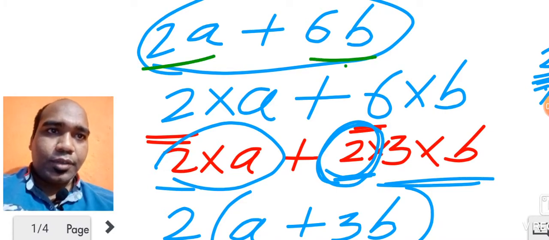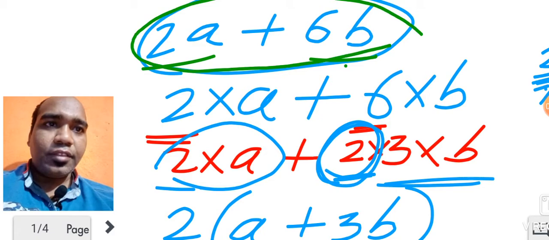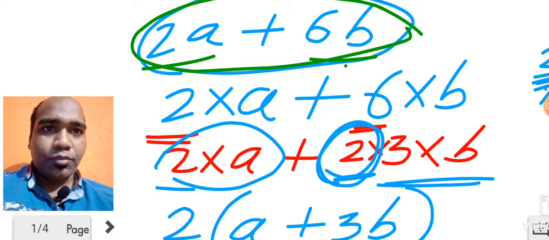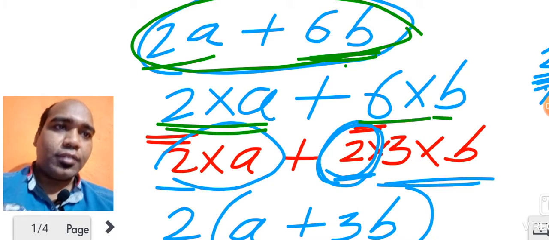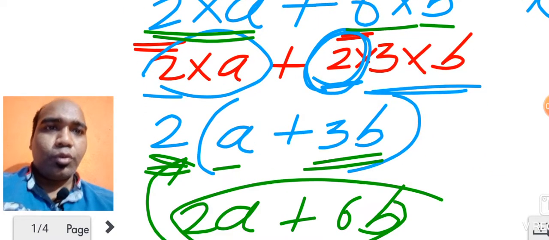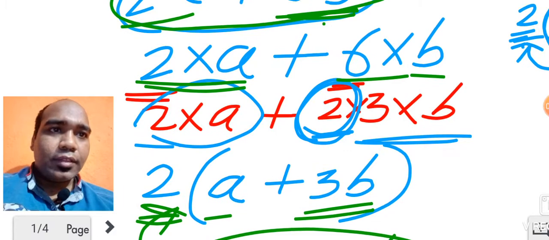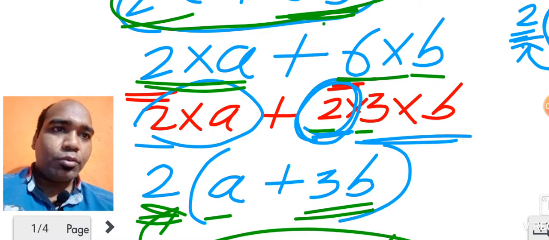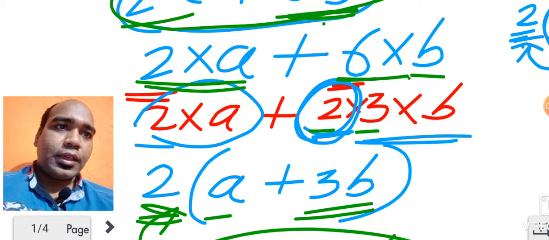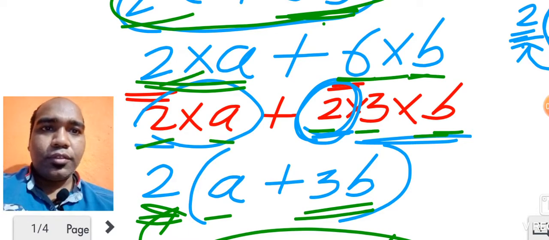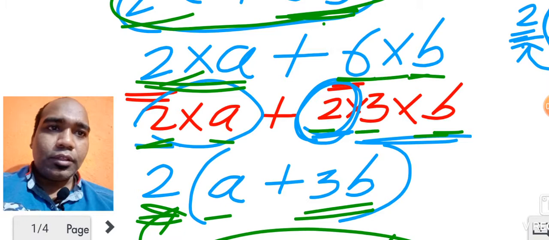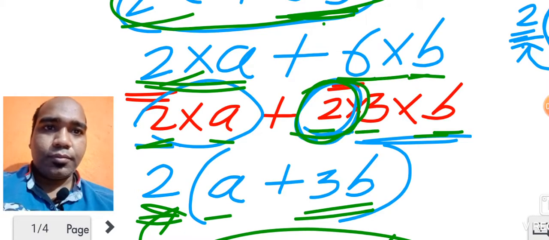Now, if I ask you to factorize 2a plus 6b, then 2a we can write as 2 into a and 6b we can write as 6 into b. Now you can see here, 6 we can write as 2 into 3 and b, and 2a is 2 into a.